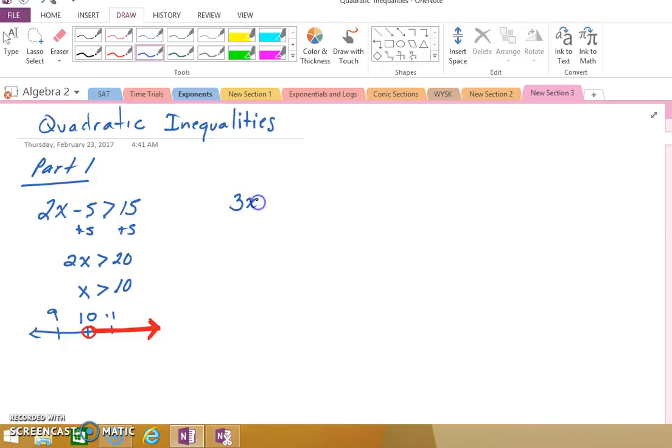So I can repeat that with another problem. 3x less than or equal to negative 15. We know that x is less than or equal to negative 5. So if I'm graphing that, and we've got negative 5, negative 6, negative 7. Know that this now is a shaded dot, and it's going to the left because I need everything that is less than negative 5.